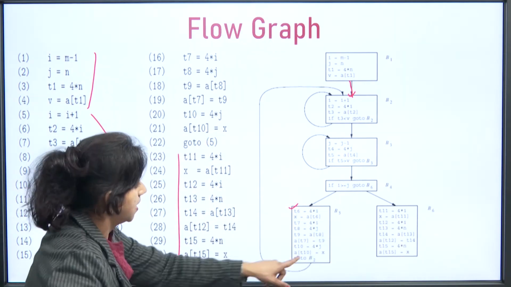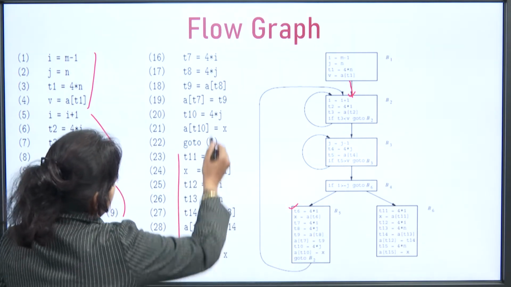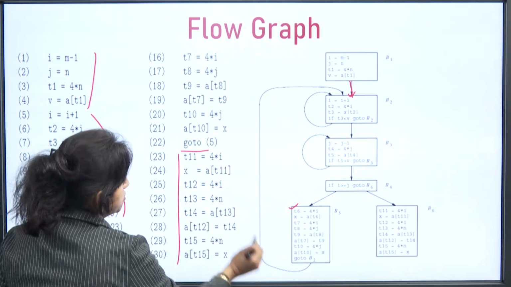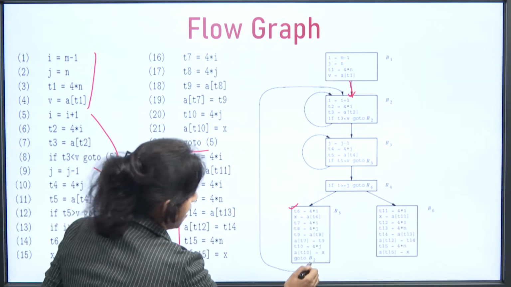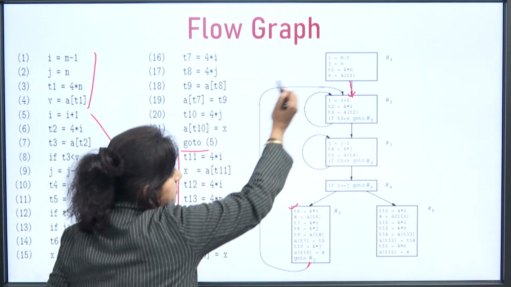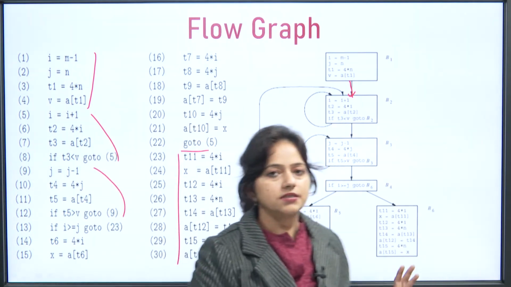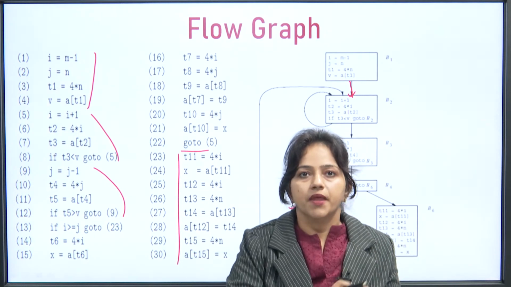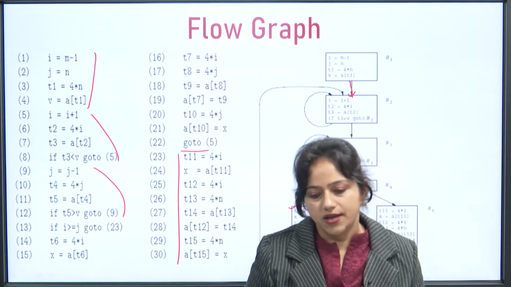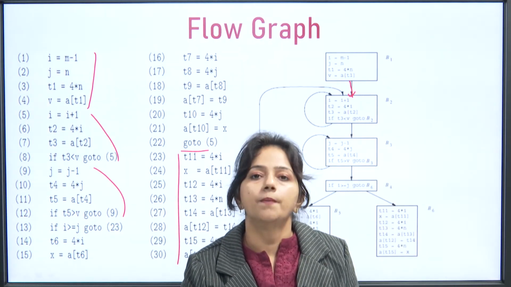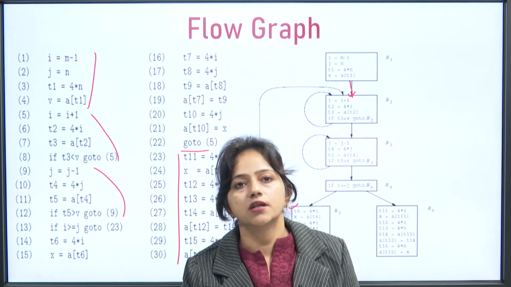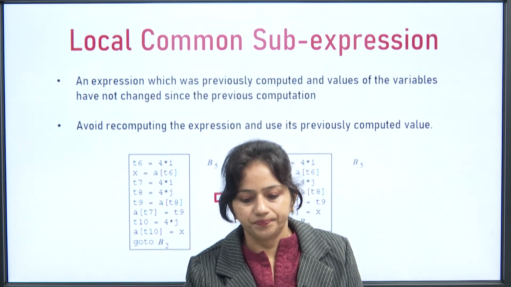Now see here what we have in B5: after executing up to here we have go to 5, and go to 5 means go to B2. So after this we will mark a loop from this to B2. So this is the flow graph for the given quicksort program. Up to here we obtained the 3 address code and finally its flow graph. This is nothing but the graphical representation of the 3 address code.